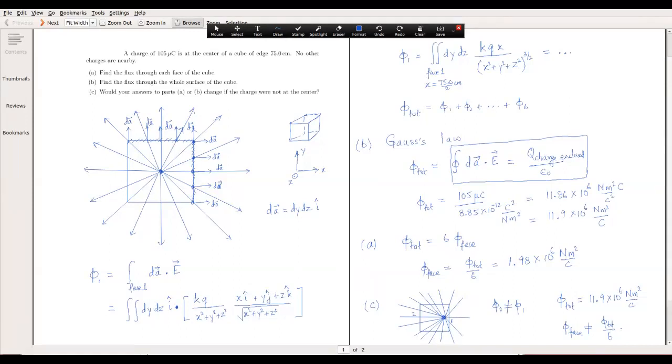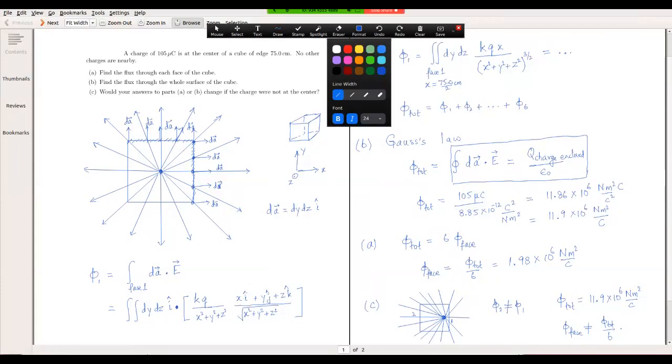But part B still remains simple. The total flux is going to be the same. So if the flux increases on the right face, it will decrease on the left face in such a way that the total remains the same. Hopefully this was a useful illustration of electric flux. Let me stop the video here.